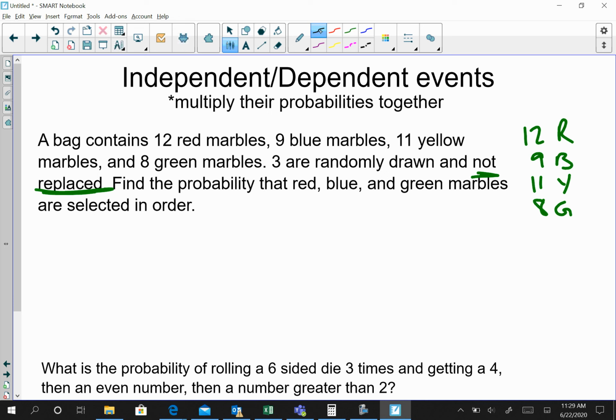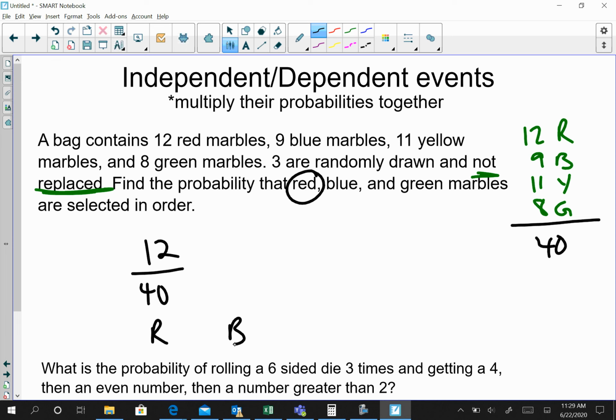So, first of all, how many total marbles do I have? 12, 9, 11, and 8. That's 20 and 20. I have 40 marbles. So I'm starting with 40 marbles right away. Out of my 40 marbles, I need to have a red marble. So there are 12 red. Then I need a blue marble.